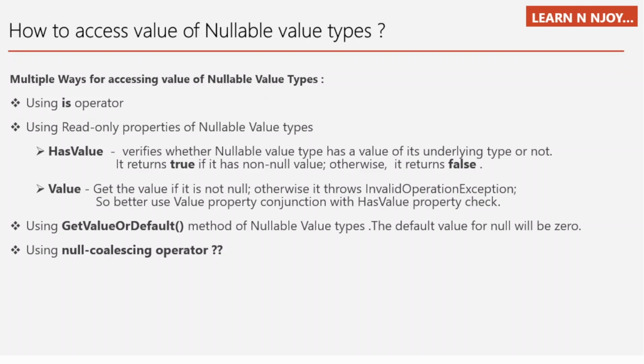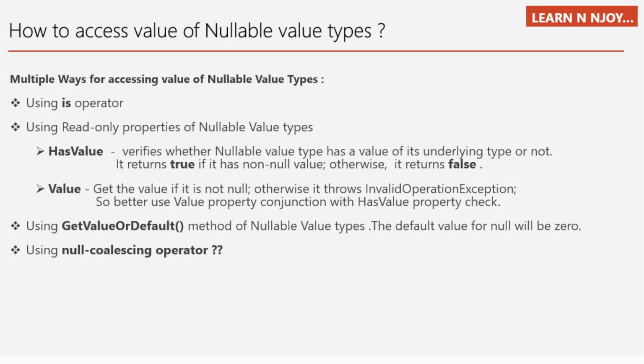How to access the value of nullable value types? There are multiple ways of accessing the value of nullable value types. The first way is using the is operator. As you know, the is operator checks whether the result of an expression is compatible with a given type or not. It is also used for boxing and unboxing conversion. With the help of the is operator, we would be able to fetch the value from the nullable value type. That is the first way.